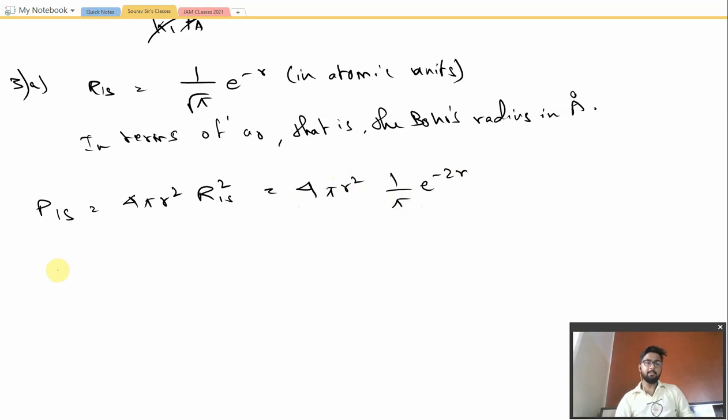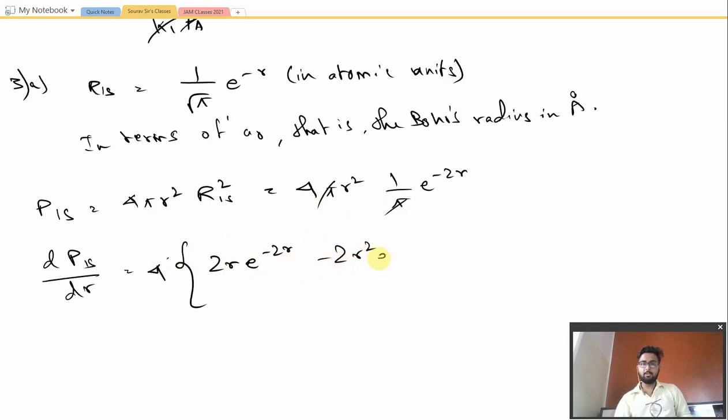The question has asked for the most probable distance. So for calculation of the most probable distance, we have to differentiate the P1s with respect to r. So d of P1s divided by dr would be equal to, differentiating the above equation, let us first cancel out the things that are there. This pi is cancelled out, so 4 would be there overall. Firstly, we differentiate r square to give 2r into e to the power minus 2r, and the next term would be minus 2 r square e to the power minus 2r.